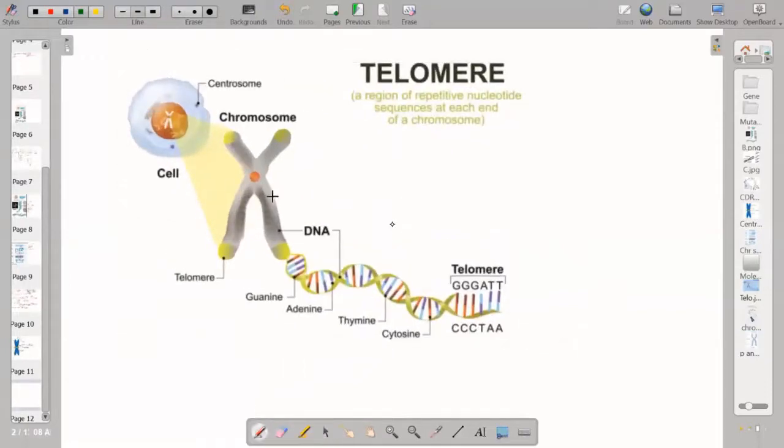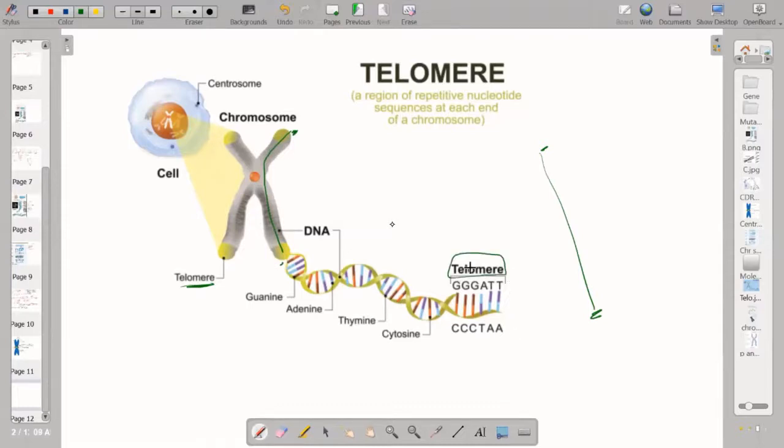So if you take your chromosome, these ends highlighted in yellow color are your telomeres. The entire DNA molecule is arranged in this chromosome, right? Towards the ends of the DNA, you always have two ends. One end is here and the other end is here. Those ends of the DNA are called the telomeres.